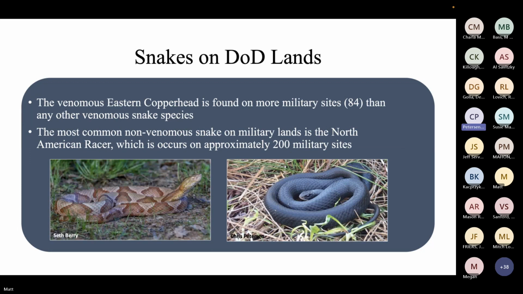Probably without surprise, the venomous copperhead is found on more military sites, 84, than any other venomous snake species. And that's probably because the eastern copperhead is just really widely distributed across the eastern and central US. The most common non-venomous snake on military lands is the North American racer, and that occurs on approximately 200 military sites. Next slide.